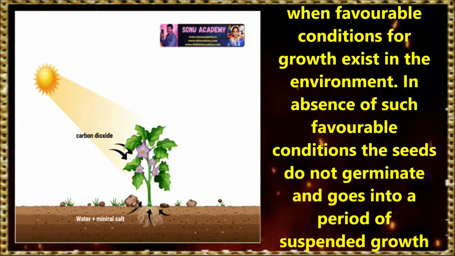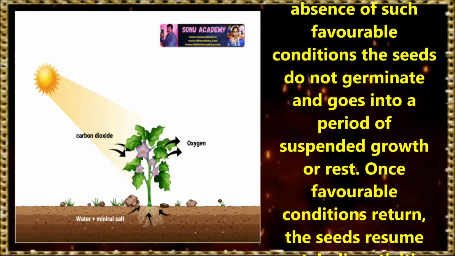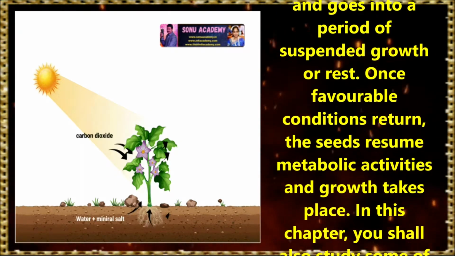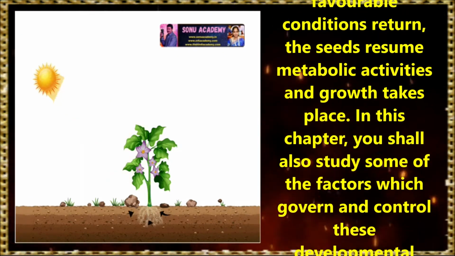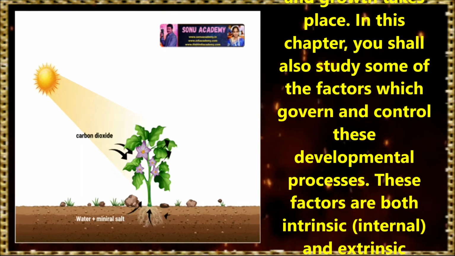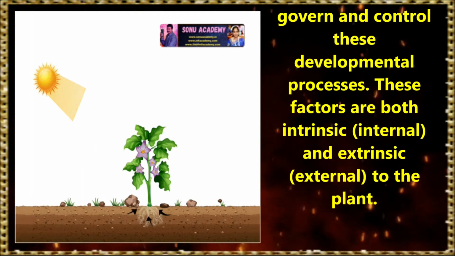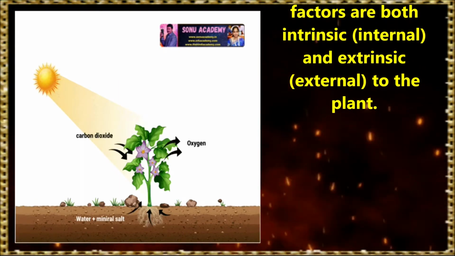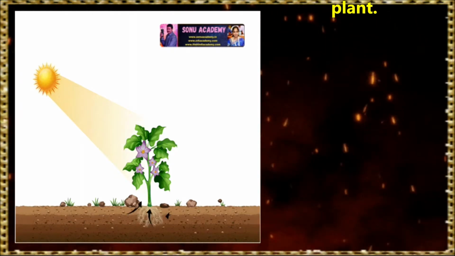The seed germinates when favorable conditions for growth exist in the environment. In the absence of such favorable conditions, the seed does not germinate and goes into a period of suspended growth or rest. Once favorable conditions return, the seed resumes metabolic activities and growth takes place. In this chapter, you shall also discuss some of the factors which govern and control this developmental process. These factors are both intrinsic, meaning internal, and extrinsic, meaning external, to the plant.